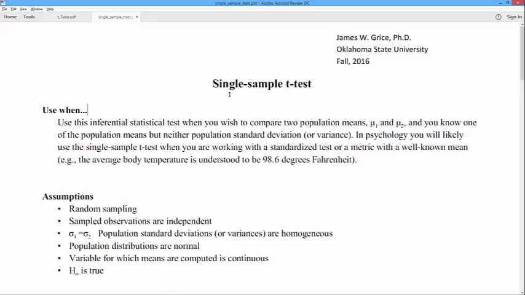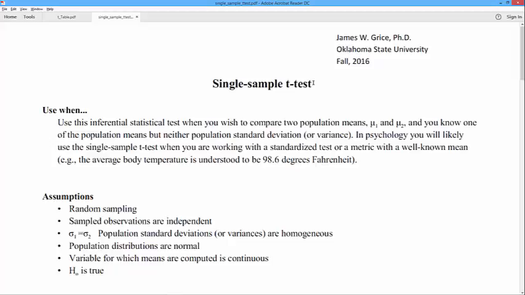Well, good afternoon, students. We are ready to learn our next statistical test, which is the single sample t-test. Now, you'll want to print and save this handout for your records, as this is your substitute for a textbook for the class.